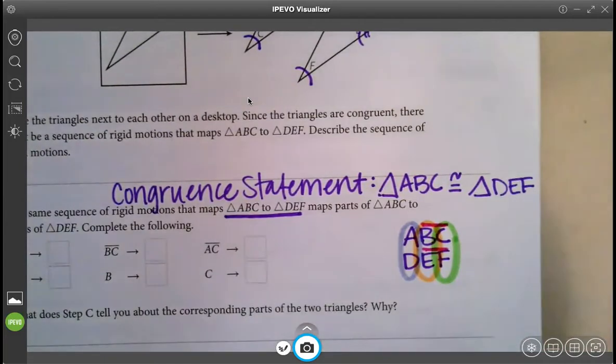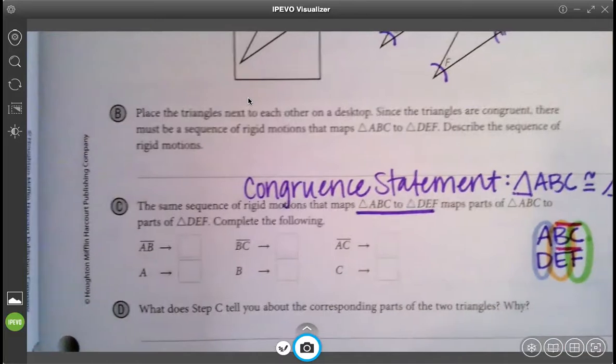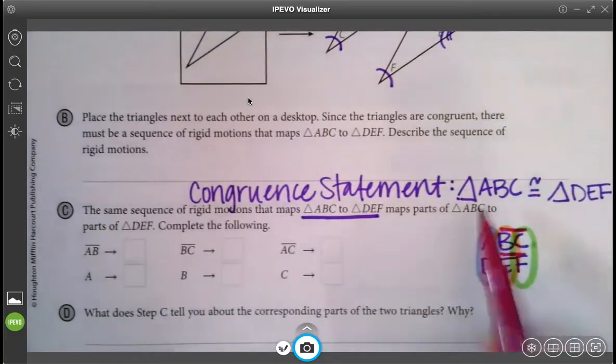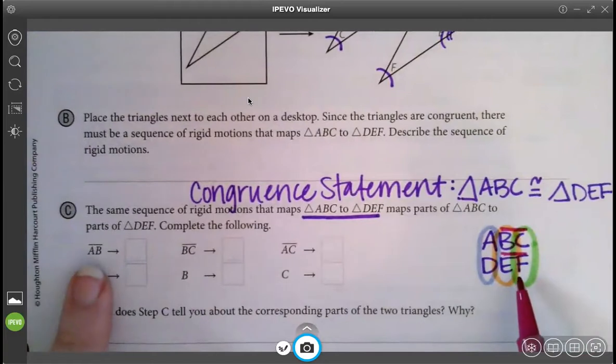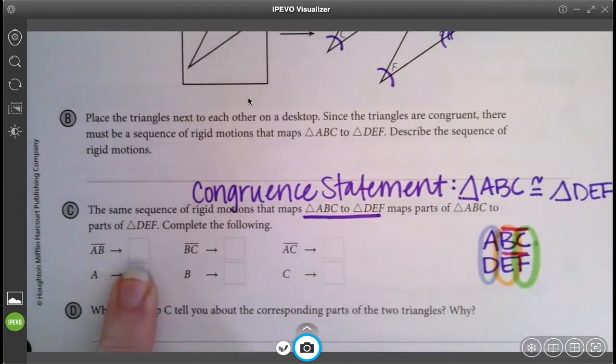So let's look at the examples over here and fill in these little boxes. According to our congruence statement and our little shortcut that I've drawn out for our first time over here, AB should be congruent to what other two parts?